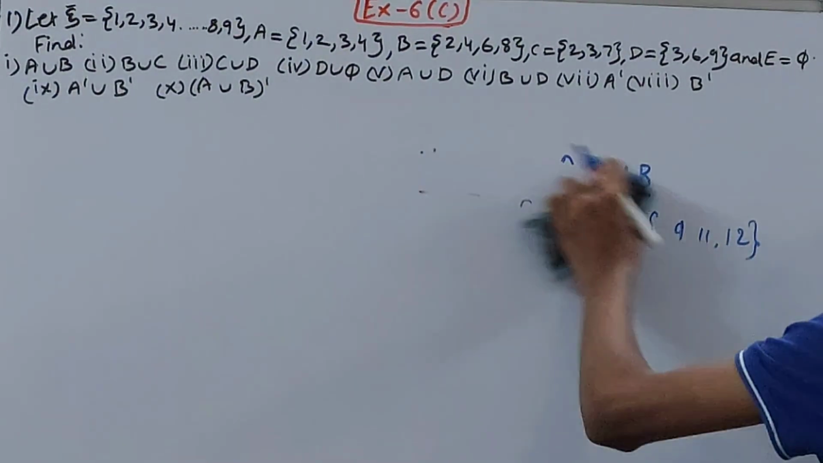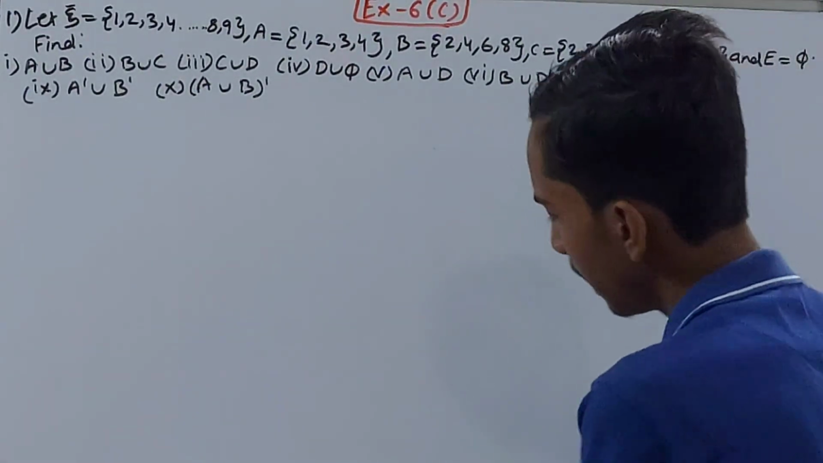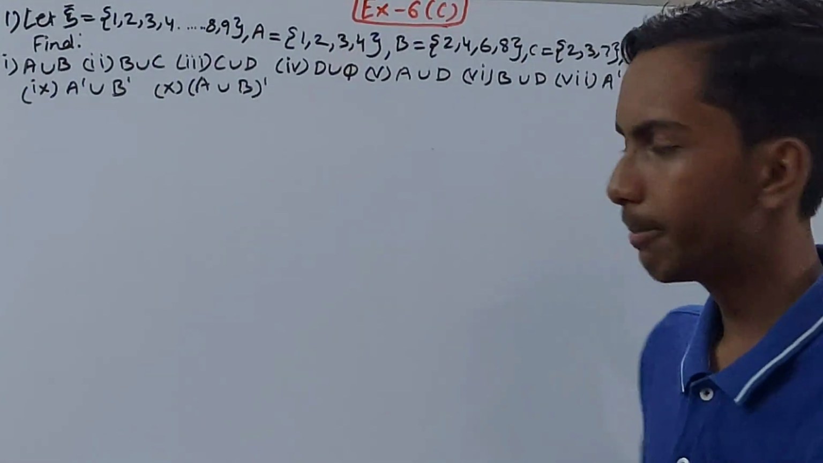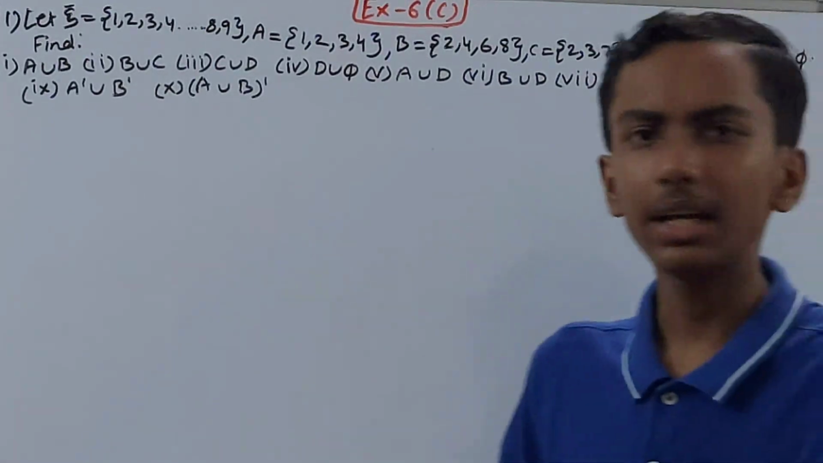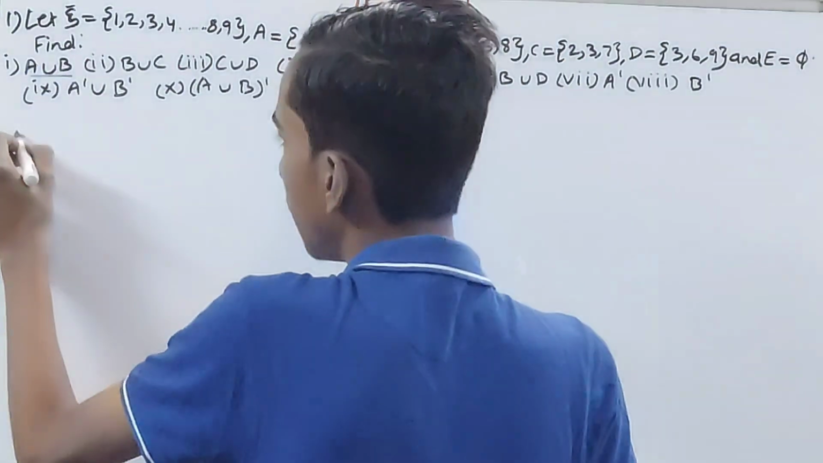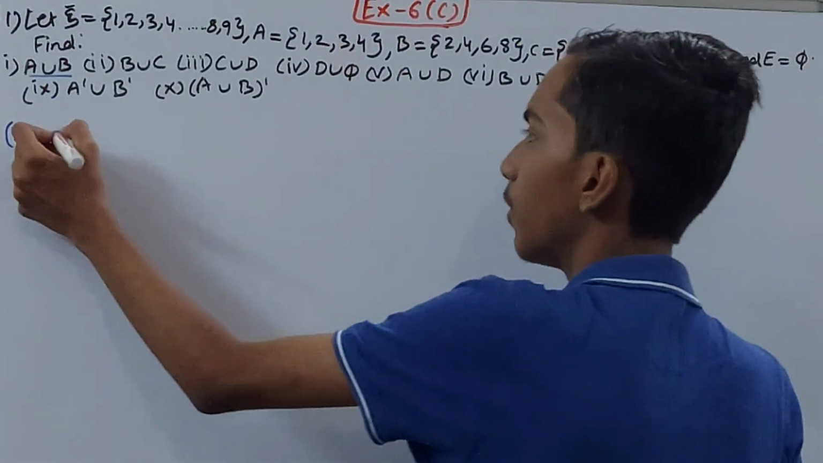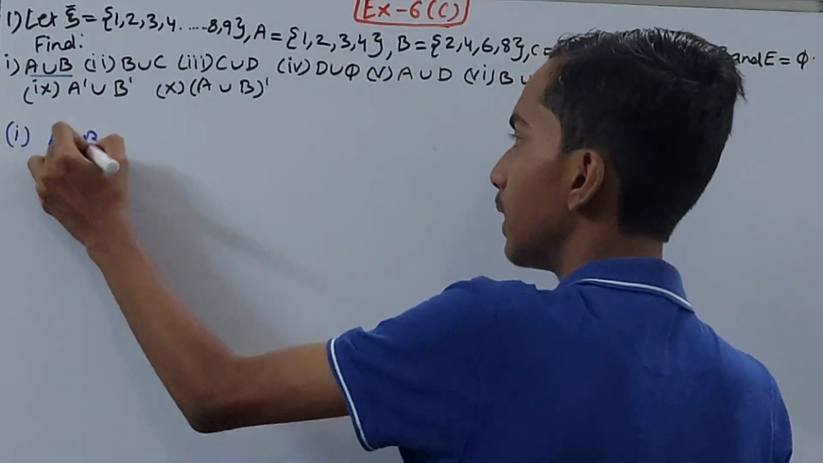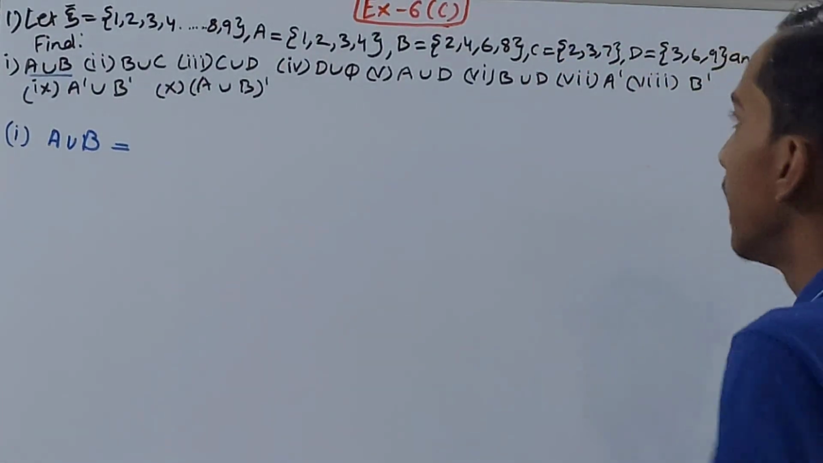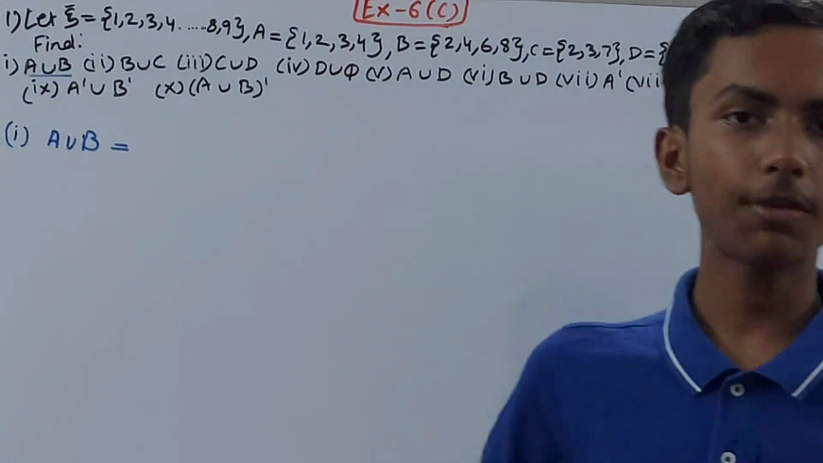The elements in the union set can be either of set A or set B. It does not matter if it is common or not common. The first thing it is asking us is the value of A union B in the first part. What will be the value of A union B? A is given and B is given. You just have to combine the elements of A and B.